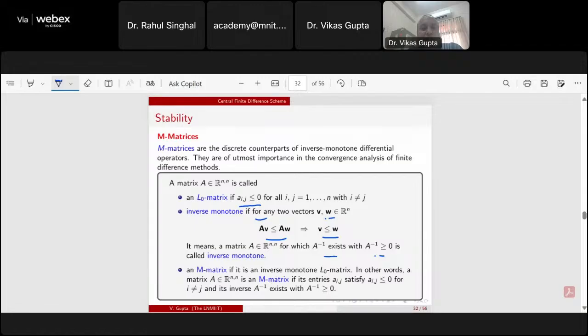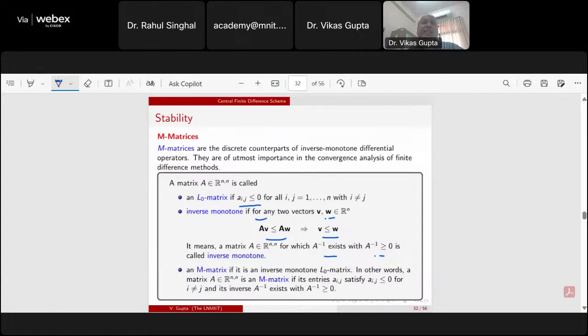So to be inverse monotone for a square matrix, A inverse should exist and A inverse should be positive. Now a matrix A is said to be an M matrix if it is an L naught matrix and is an inverse monotone matrix. So in other words, a matrix A is an M matrix if all off-diagonal entries are less than or equal to 0 and the inverse for that matrix exists with A inverse greater than or equal to 0. So there is another criterion to check whether a given matrix is an M matrix or not.